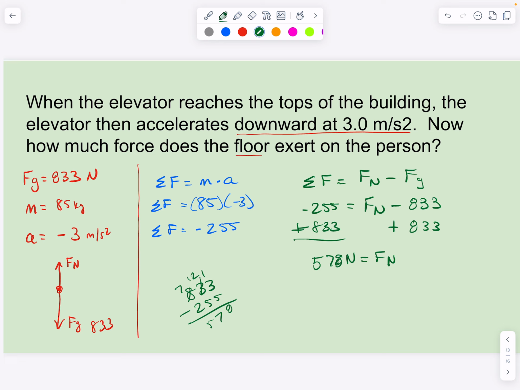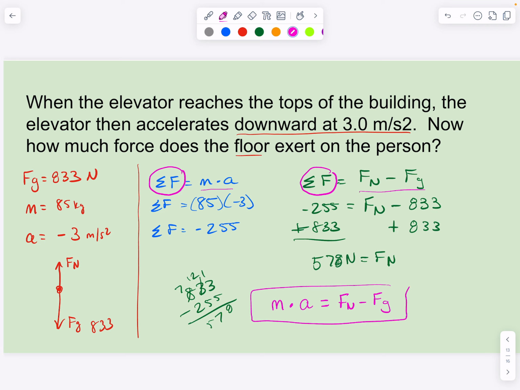One thing I want you to notice as we move forward is that both of these equations use sigma F in order to find the other part, which means that I can actually say that the mass of an object times its acceleration is equal to the normal force minus the force of gravity. And I could set that as a true equation. If you were to do the same problem using those values, you'd actually come up with the same solution of 578 newtons, because you're just doing them all together instead of in two separate parts.